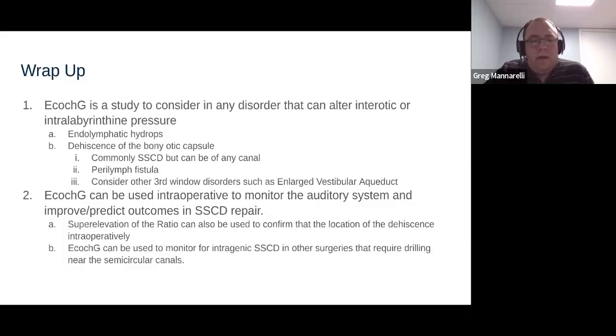ECOG can be used intraoperatively to monitor the auditory system and help improve or maybe predict outcomes in SSCD repair. Super elevation of the ratio intraoperatively can be used to confirm the location of the dehiscence, and ECOG can be used to monitor for iatrogenic SSCD in other surgeries. And I think that is the end of my talk, unless anybody else has any questions.